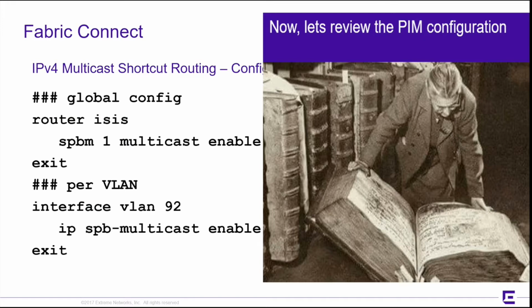So as I mentioned, some very short configuration. Really, you go into router ISIS, you tell it that you want to enable multicast for SPB 1, the first instance of SPB, and then you go into the VLAN and say IP SPB multicast enable. Two commands, and that VLAN is ready to go, rocking and rolling with multicast.